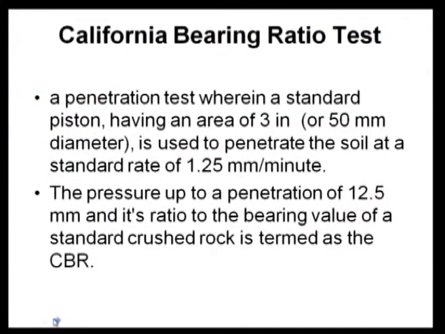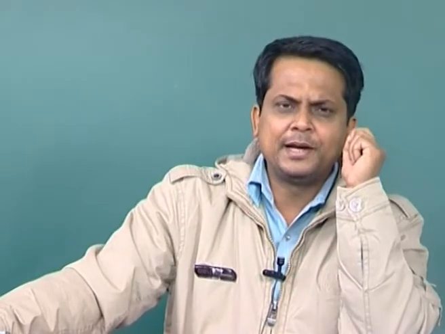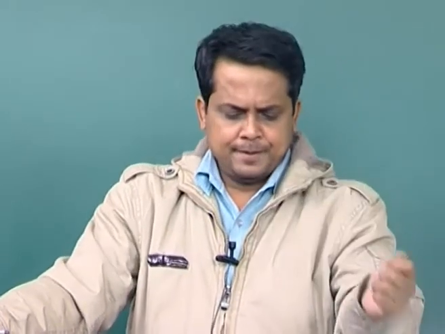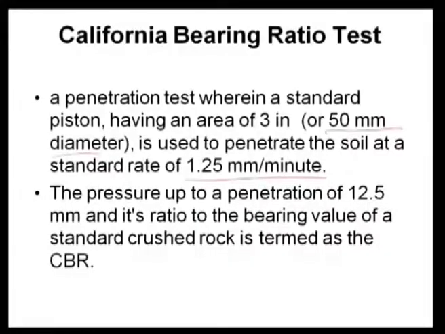The next most important part is your California bearing ratio test. A penetration test wherein a standard piston having an area of 3 inch, that means it is 50 mm diameter, is used to penetrate the soil at a standard rate of 1.25 mm per minute, that means every minute it will penetrate 1.25 mm. The pressure up to a penetration of 12.5 mm and its ratio to the bearing value of a standard crushed rock is determined as CBR.